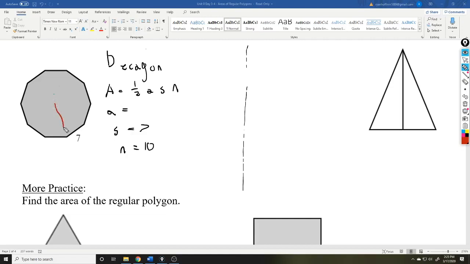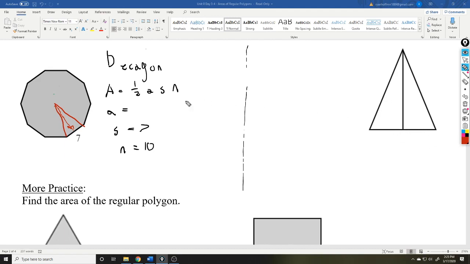So just to give you an idea of the triangle that we're drawing, here it is, and then here is our apothem. Here's our height that we're trying to find. Okay, so this is A. This is my apothem. So that's what I'm trying to solve for. That's the triangle that's over here.